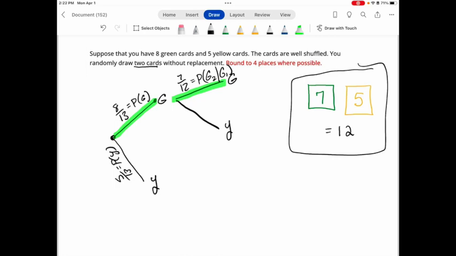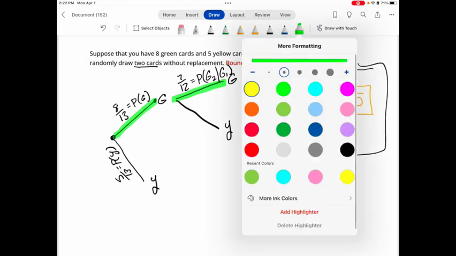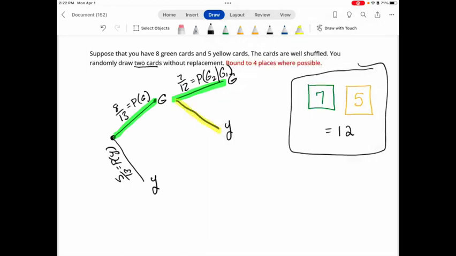Now, if I come down the yellow path, knowing that I've already picked a green, looking at what I have left after picking my green card, I have 5 yellows out of 12 left. So this would be the probability of picking a yellow the second time, given that I already picked a green. And that probability would be 5 out of 12. We're going to reset. This is 8. And this is 13.